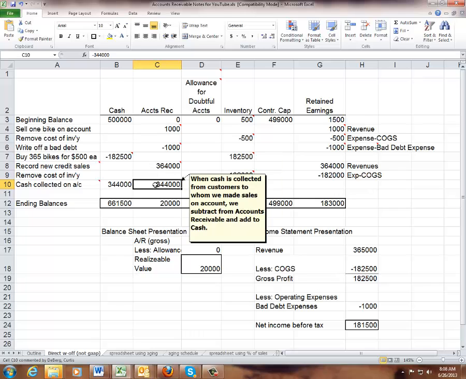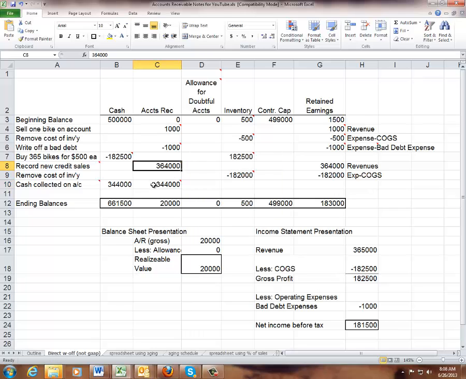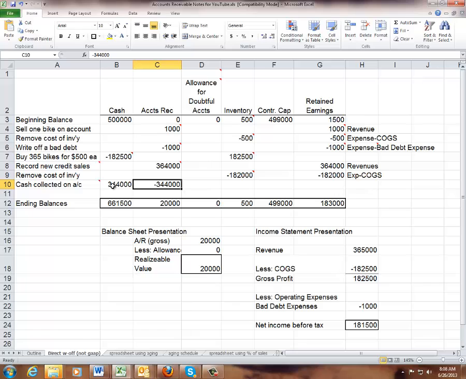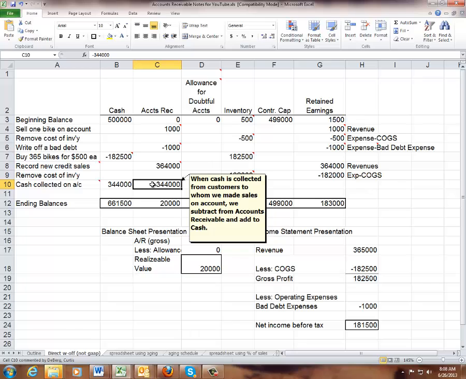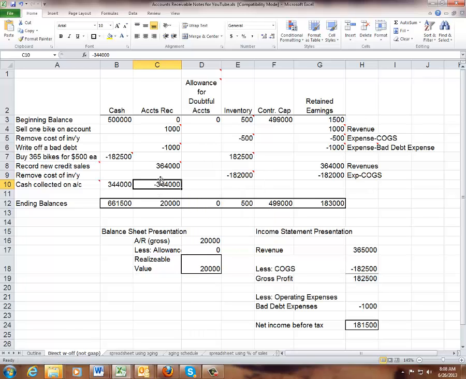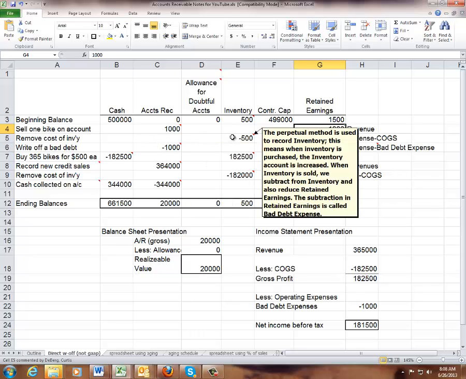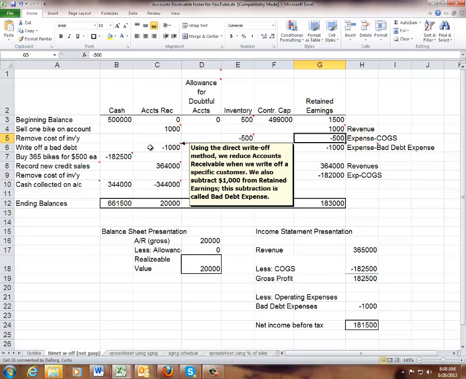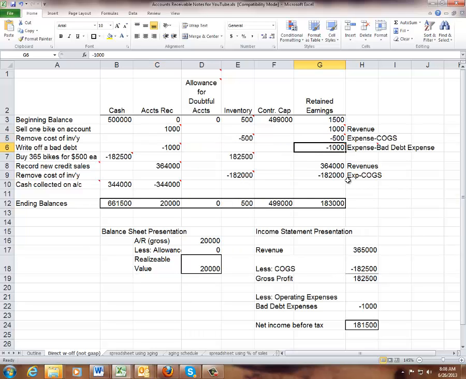If our credit policy is fairly sound, most of the accounts receivable will turn into cash during the same period. And hence, when cash comes in from our customers, we increase cash and we reduce accounts receivable. Now, let's summarize. When we make a sale on account, accounts receivable increases and revenue increases. Using the perpetual system, inventory goes down and retained earnings goes down. When we write a customer off using the direct method, we subtract from account receivable and we subtract from retained earnings, and we call that bad debt expense.